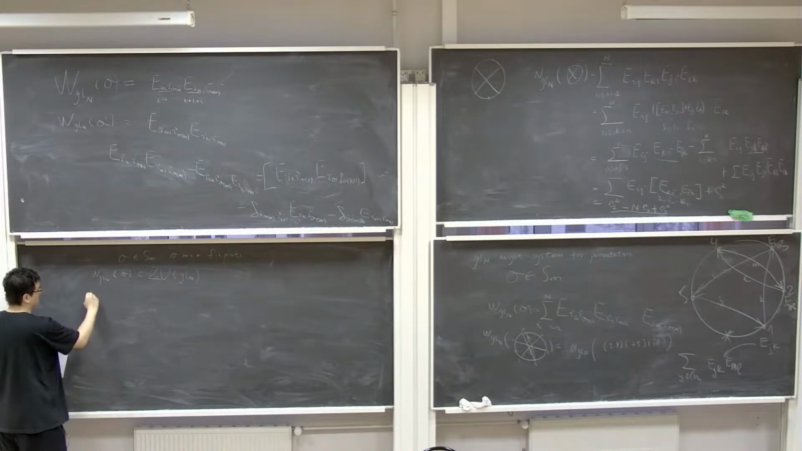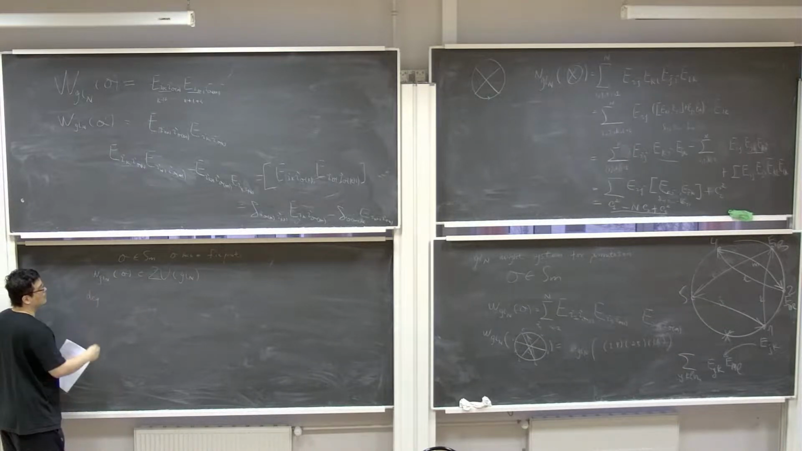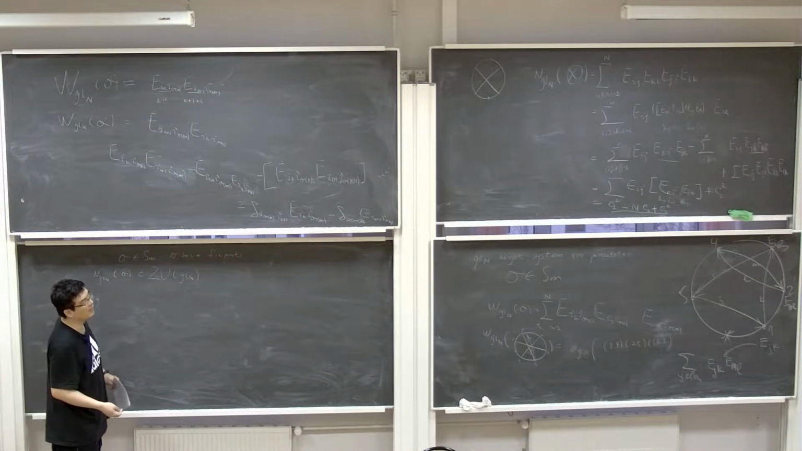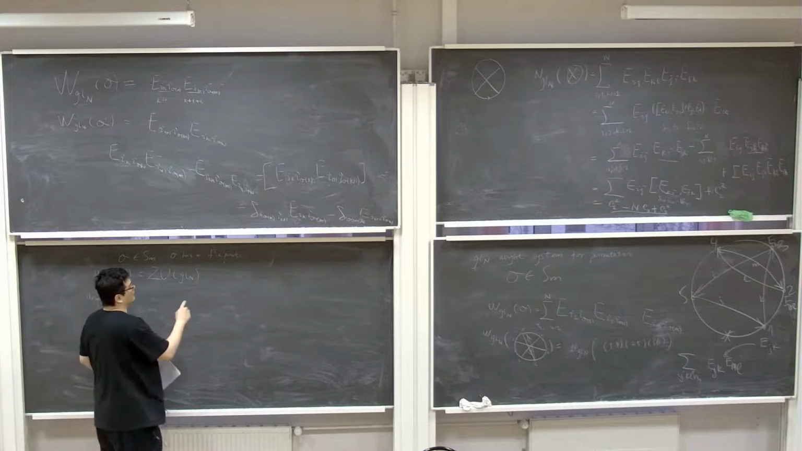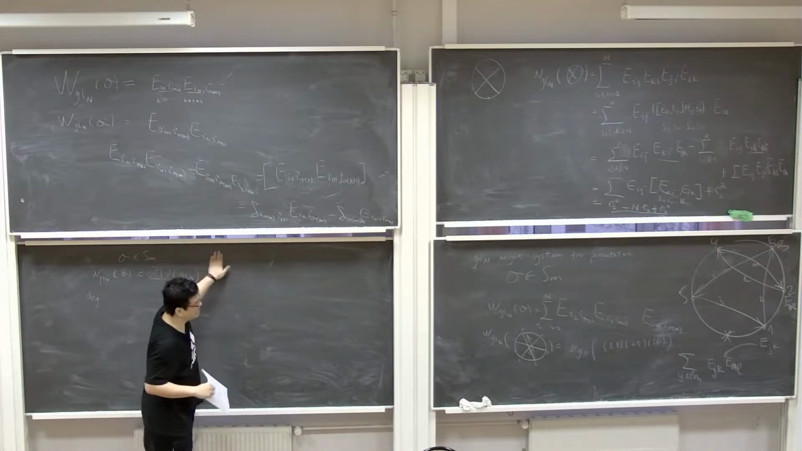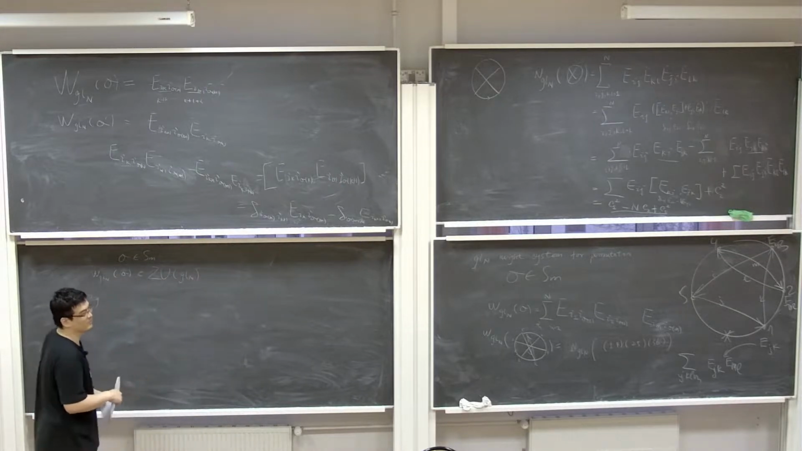I say that you don't need that sigma does not have fixed points. What is the problem? If you get a fixed point, you obtain just C1, and that's all.